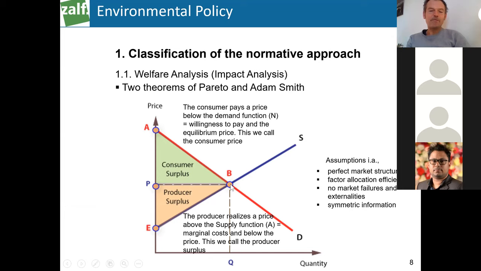And this is how it is done, but with preconditions. The precondition is perfect market structure, factor allocation, no market failures, no externalities, and symmetric information. Symmetric information, everybody in the market system knows the same. And market failure, no monopolism is involved here. And the factor allocation is effective, that is also the factors of human capital, land and monetary capital. This is exactly optimally allocated. That means it is again theory. It never happens in the real world.